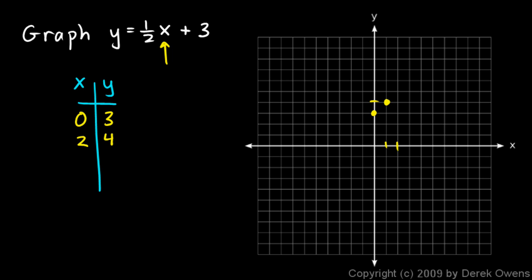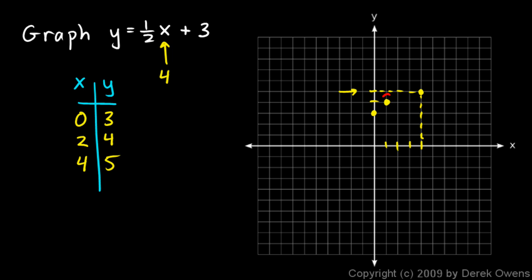And now let's put in a value of x is 4. And again, I'm picking numbers that are easy to work with. Because if x is 4, 1/2 times 4 gives me 2, and then plus 3 will give me 5. So when x is 4, y comes out to be 5. So let's find 4 on the x-axis and 5 on the y-axis, and those coordinates give me this point right here. And it looks like I've made a mistake here.